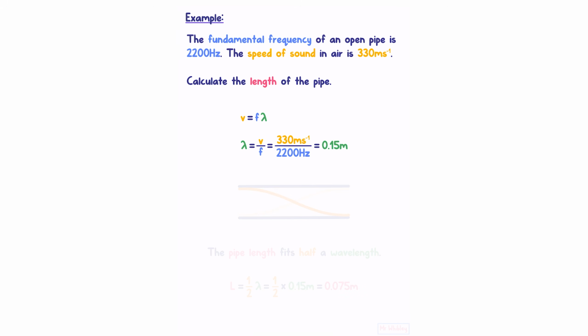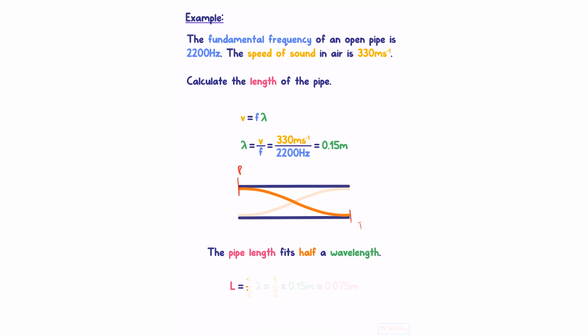And now if we imagine our fundamental frequency, you might recall that it looks like this, and that the pipe length fits half a wavelength, where this is peak to trough, which is half a wavelength. And so the length of our pipe is half a wavelength. Putting that number in gives us 0.075 meters.